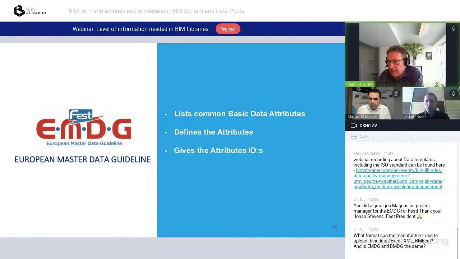Also, all the attributes have been given an ID. The idea with the EMGD was to make it work with, for example, APIs to help map communication. That means if you have a number and alphanumeric code or ID for this, it's easy for the IT people to make the connections. And when we have this ID combined with the definition and some explanation, it's quite easy to work with.